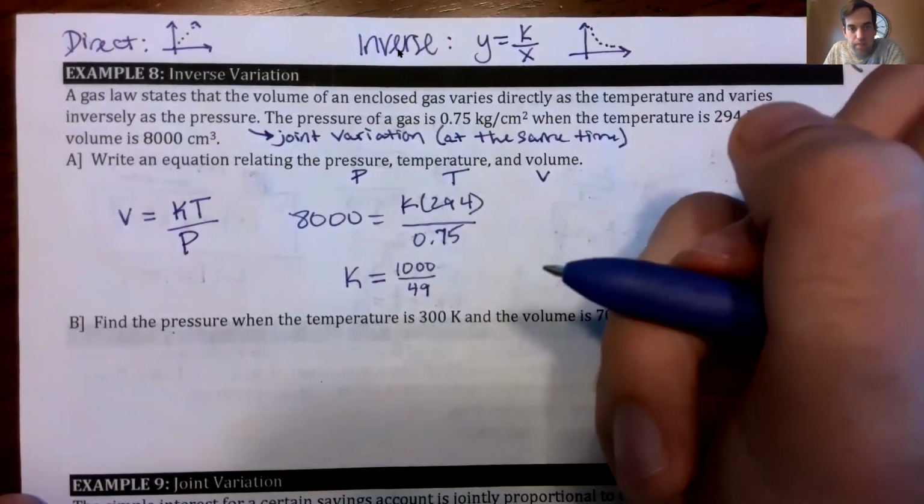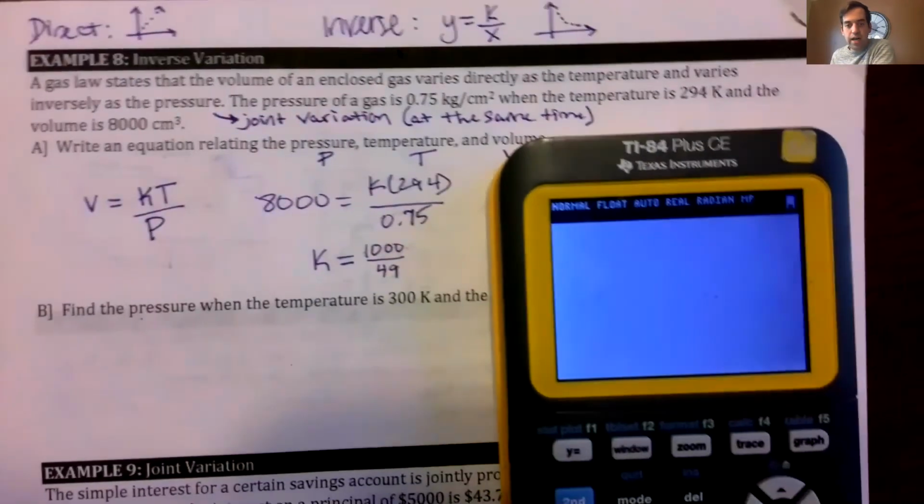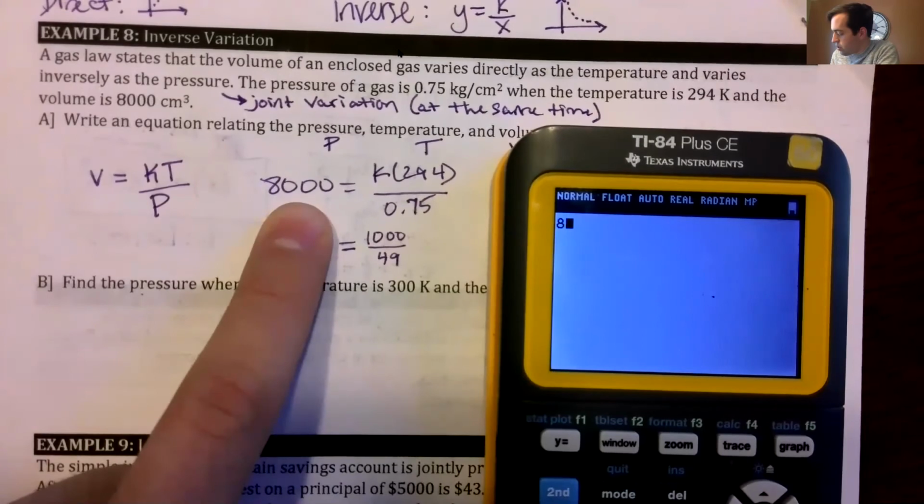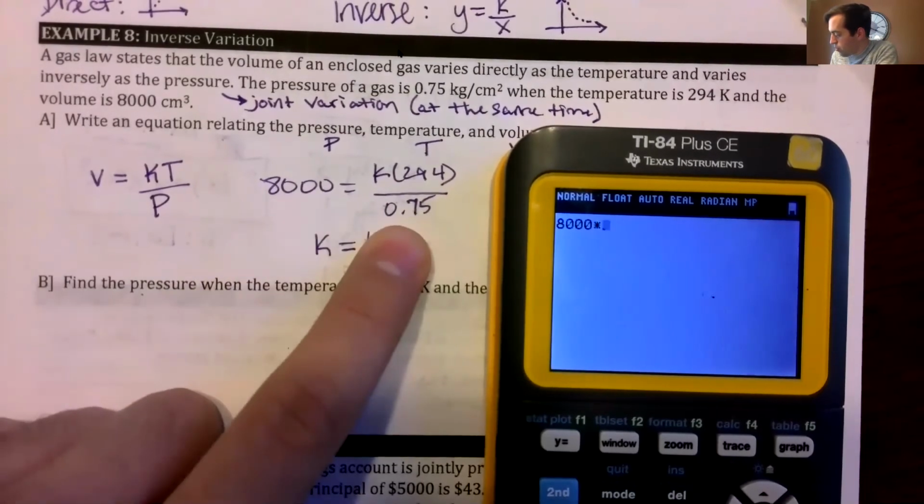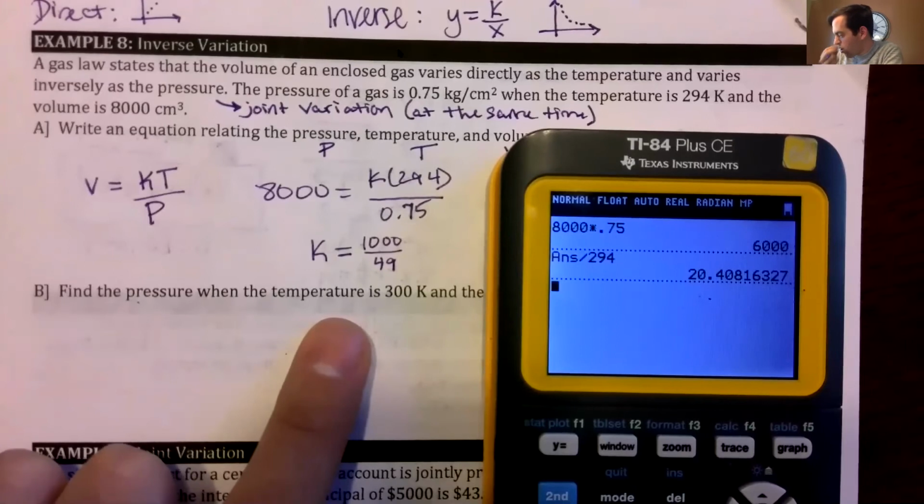Let me just show you how to do that in case you forget on your calculator. So if you're using one of these TI-83s or TI-84s, I'm going to start with this 8,000. And I'm going to multiply by the 0.75 to get that to the other side. And then I'm going to divide by 294 to solve for K. We get 20.408, and so on.